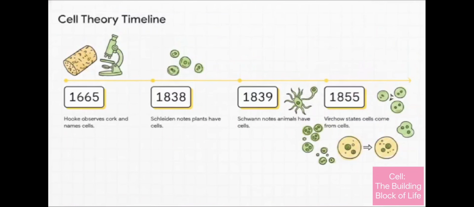How did we even figure out these tiny architectural marvels existed in the first place? Well, it started way back in 1665 when Robert Hooke looked at a tiny slice of cork and named the little compartments he saw cells. Fast forward a bit to the 1830s, and Schleiden and Schwann realized that absolutely all plants and all animals are completely made of these cells. And finally, in 1855, Virchow gave us a hugely important piece of the puzzle. New cells don't just magically appear out of thin air. They arise exclusively from pre-existing ones.